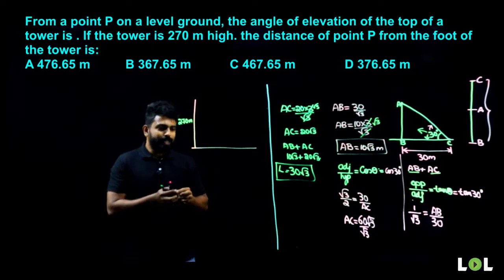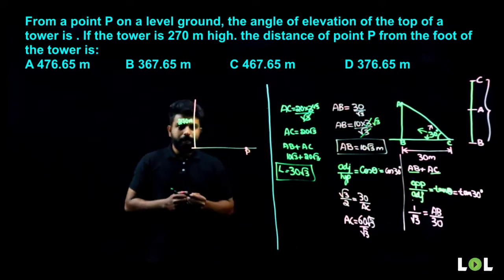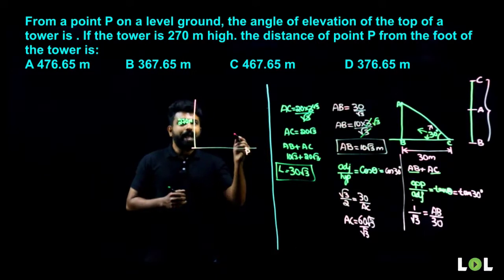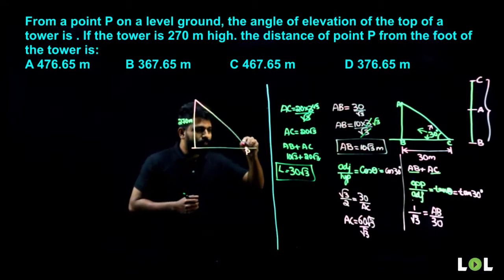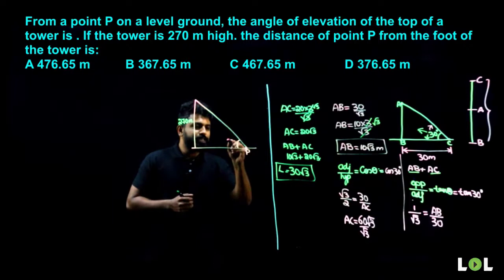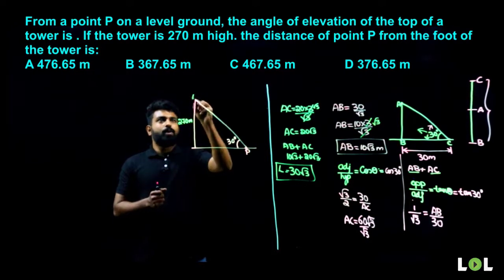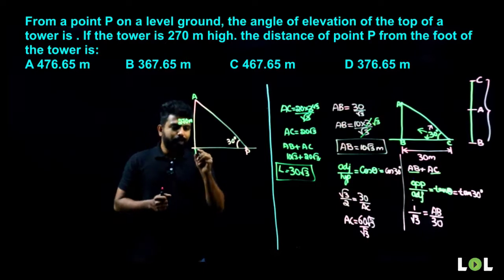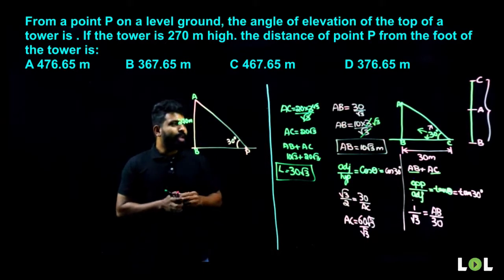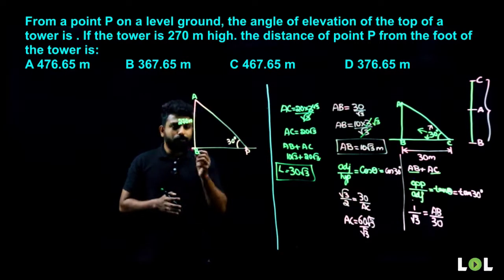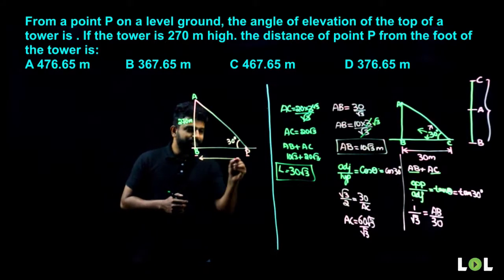And they're telling us that there is one point P on the ground. So let me consider this as my point P. From point P, the angle of elevation to the top of the tower is 30 degrees. Now if I consider the top of my tower as A and the bottom of my tower as B, this point is already named P here. Now they're asking what is the distance between the foot, which is B, and P. So they're asking for this distance.